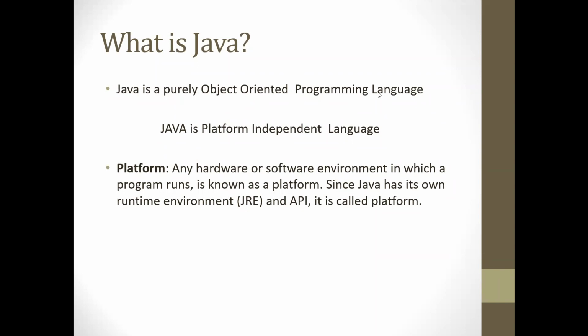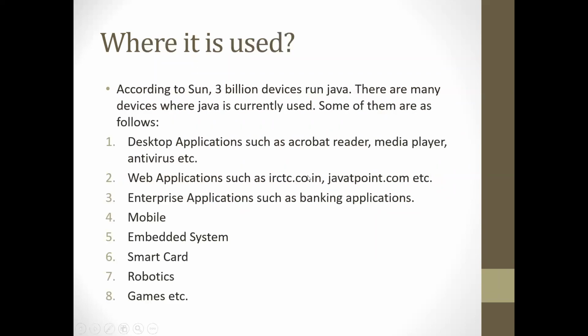Every program will also contain a class. Each program will start with the classes and objects concept. That's why we say Java is a purely object-oriented programming language. Java is also famous for being a platform independent language, where the platform means any hardware or software environment in which a program runs. Since Java has its own runtime environment, that is called the API, it is also called a platform.